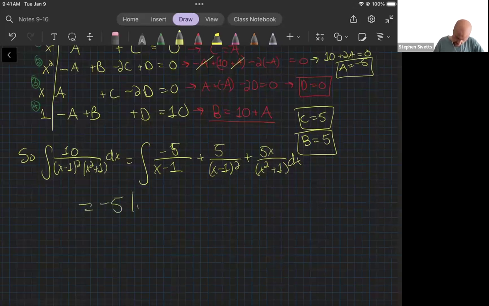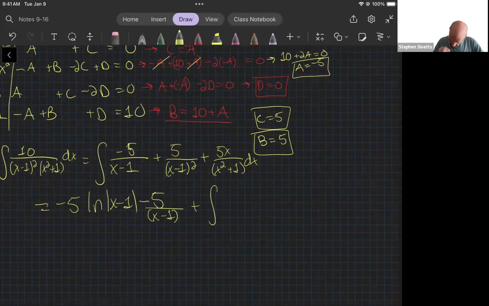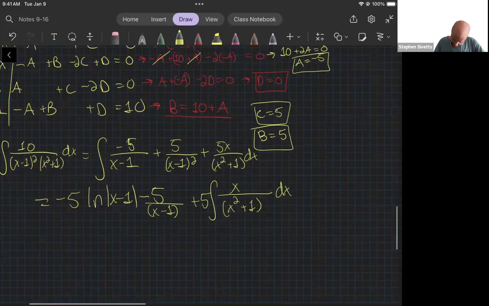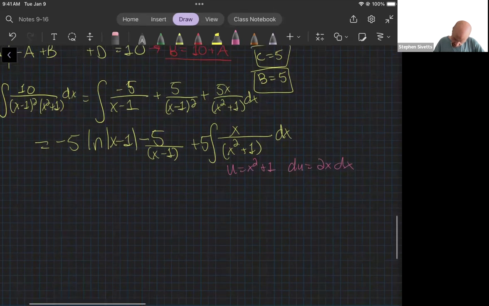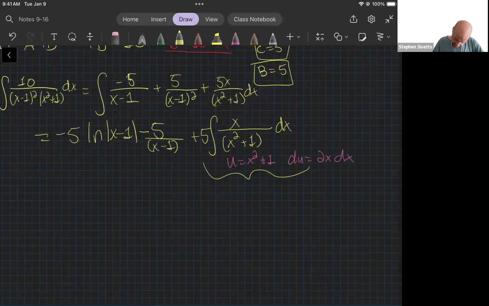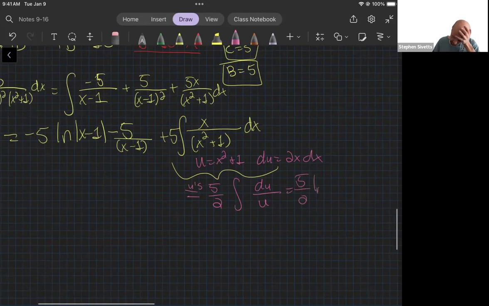Okay, so the first one is a natural log antiderivative. This second term would be minus 5 over x minus 1, right? The last one is a straightforward u substitution. So plus 5 times x over x squared plus 1 dx, right? So the last one is a u sub. And so this piece in u's is equal to 5 halves du over u, which is 5 halves the natural log of the absolute value of x squared plus 1 plus c.